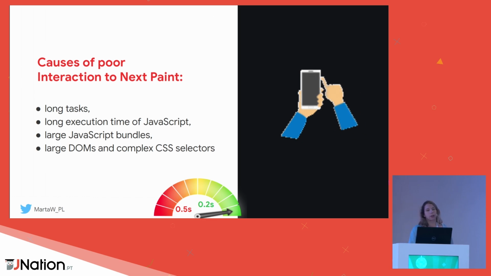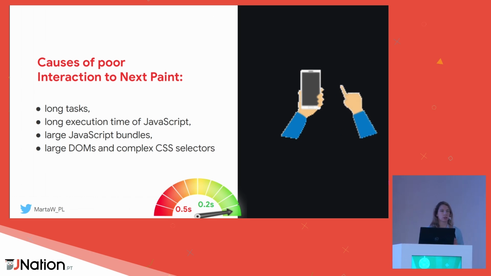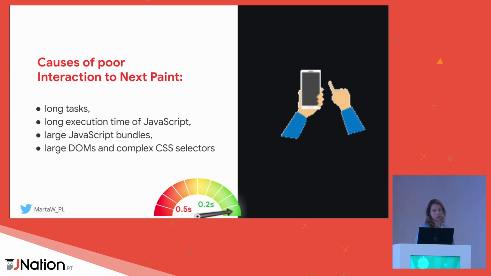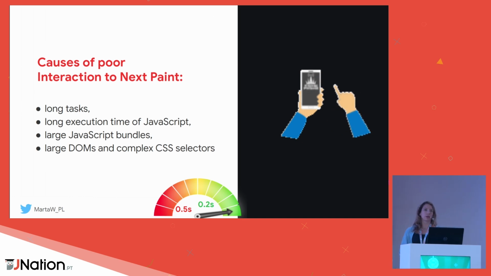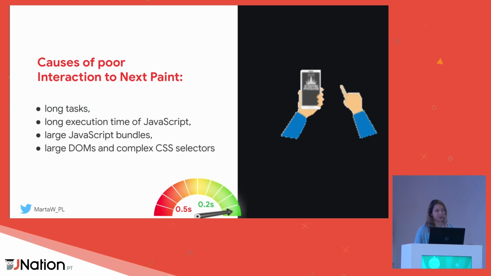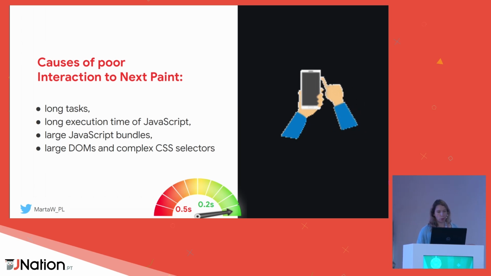And for large JavaScript bundles, try to apply techniques like code splitting or lazy loading, just to split the JavaScript bundles into smaller chunks and only deliver to the user at the moment that he needs them, not all the big bundles at the beginning. And for large DOMs and complex CSS selectors, when the DOMs and also CSS selectors are more complex, it means that the browser has a bigger overload, and it will take more time to load. So try to also optimize it.